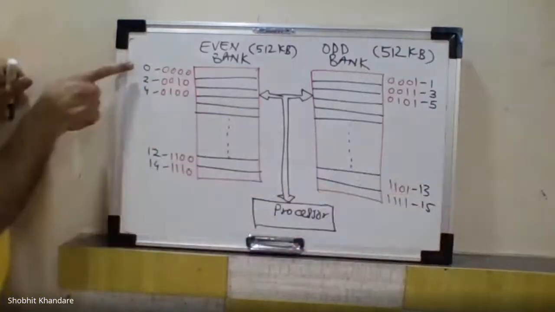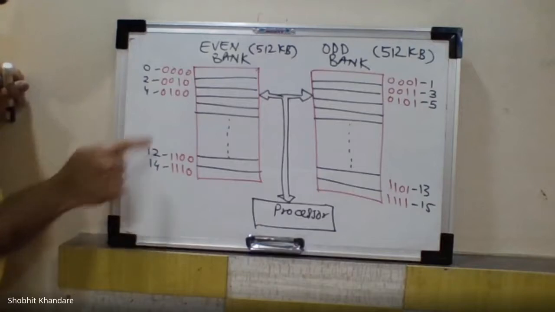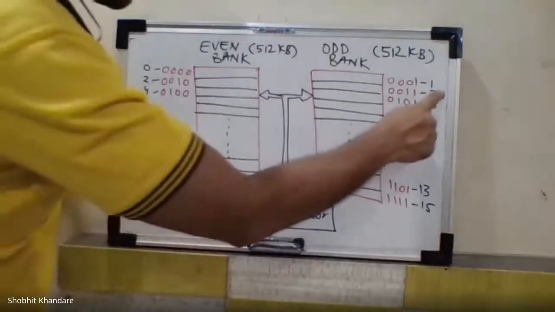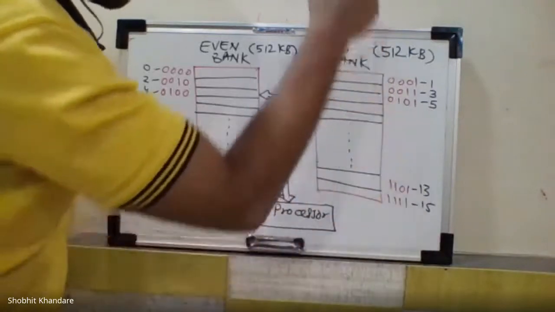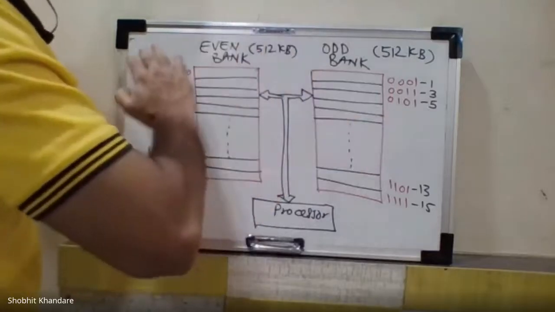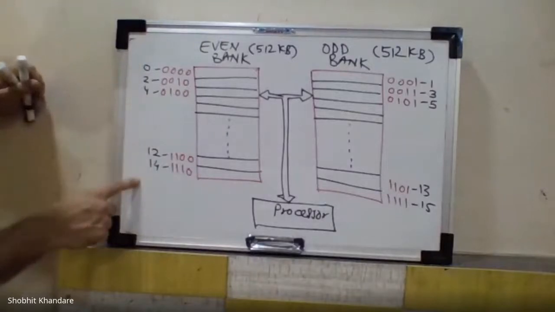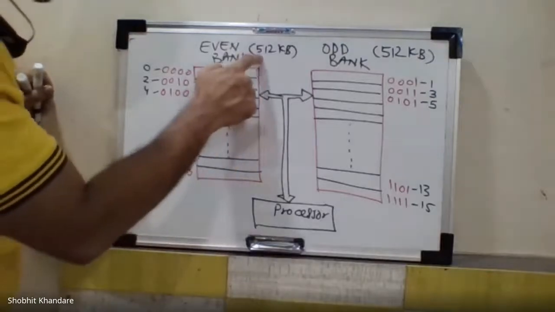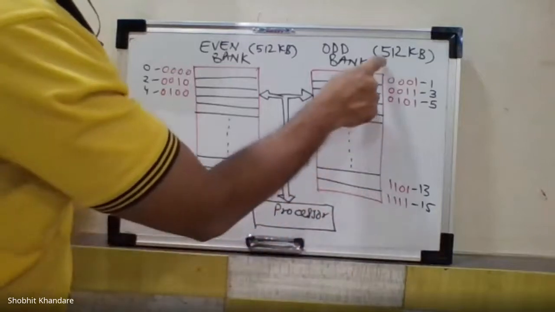What I mean to say that, can you see the decimal numbers 0, 2, 4, 8, 16, ... 12, 14 is available? Can I say these are the even addresses available in the even bank, and these are the odd addresses 1, 3, 5, ... 13 and 15. जो मैंने linear fashion में जो address लिखा था 0 से लेके 15, I have divided into even, odd, even, odd, even, odd. Sorry, these are the even addresses in the even bank, which is the size of 512 KB, and these are the odd addresses at the odd bank, which is also the size of 512 KB.